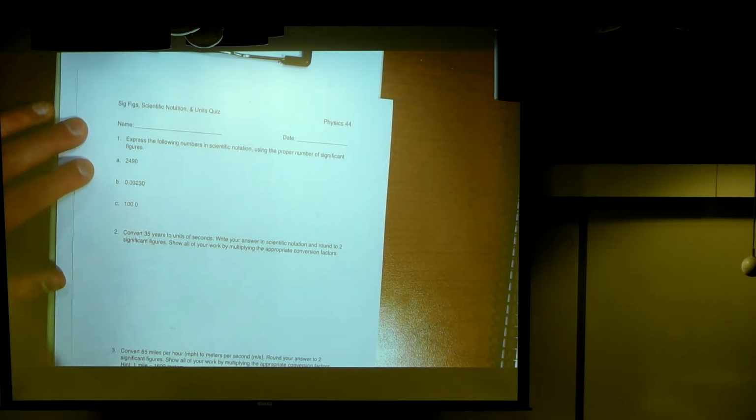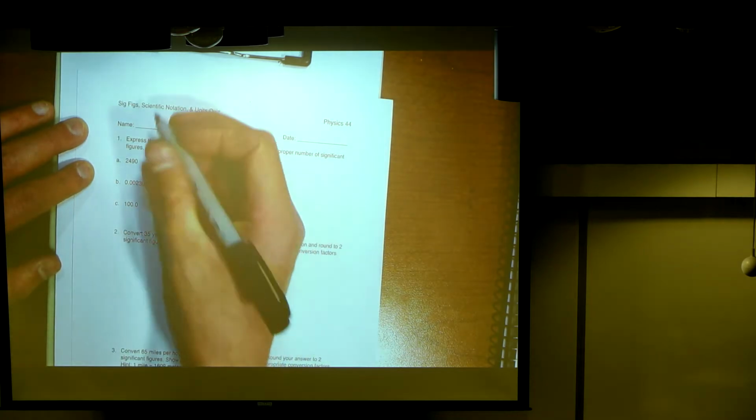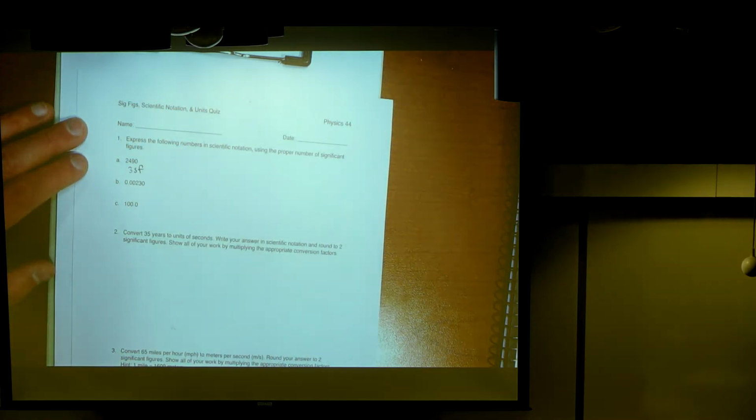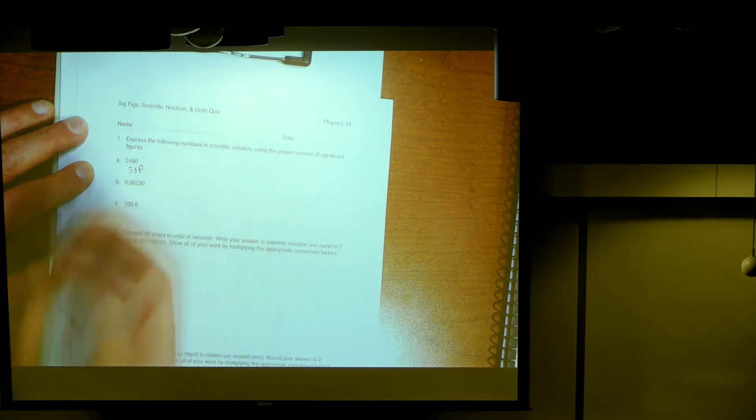So for this first case, how many sig figs are given in the number shown here in part A? 3. That's a number given to 3 sig figs. So if we put it in scientific notation, we're still going to keep 3 sig figs. That's the idea. Now, how do I put it in scientific notation?